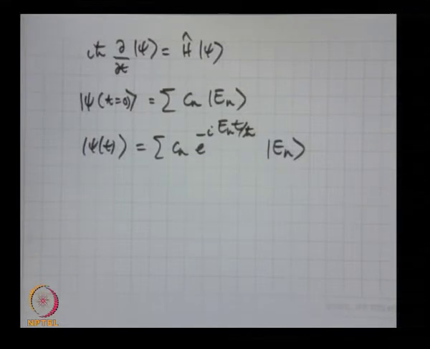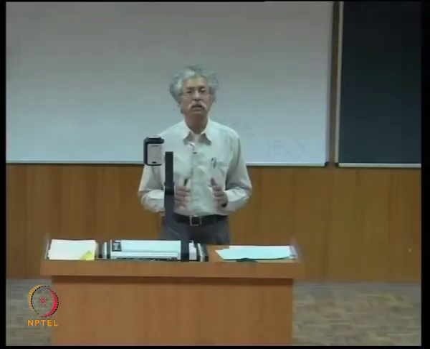Okay. Now, before I look at the time evolution of superposition states under two different pictures, let me introduce the two pictures. One is the Schrodinger picture and one is the Heisenberg picture. As I mentioned to you yesterday, in the Schrodinger picture, the kets evolve with time, and the operators are independent of time. In the Heisenberg picture, the kets are fixed in time, and the operators evolve with time.